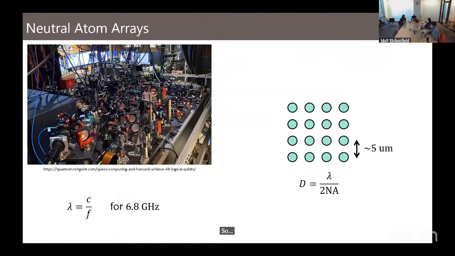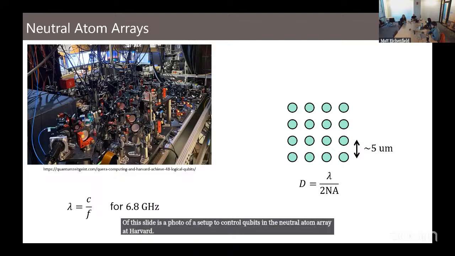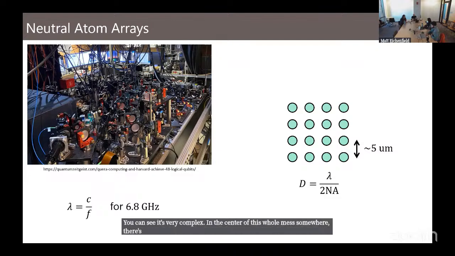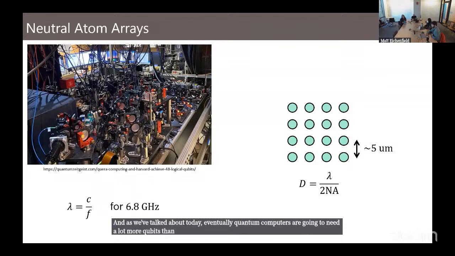So how are these qubits controlled in practice? On the left-hand side of this slide is a photo of a setup to control qubits in the neutral atom array at Harvard. You can see it's very complex, and in the center of this whole mess somewhere, there's a vacuum cell with around 100 atoms in it that form the quantum computer. And as we've talked about today, eventually quantum computers are going to need a lot more qubits than just 100, and therefore the controlling optics and electronics are going to need to become a lot more scalable than this table here.